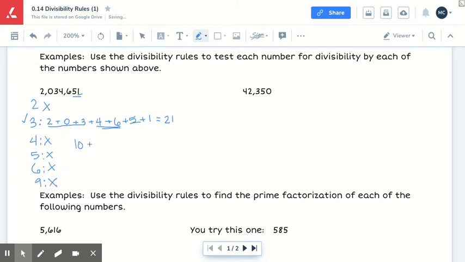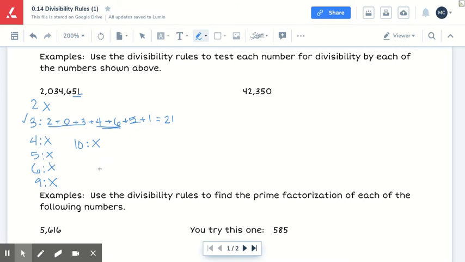And the last one we have to check is 10. For 10, the last digit has to be a 0, and it is not. And you can do this one simultaneously with 5 as well, since 10 has to end in 0 and 5 also has that stipulation. If it's not divisible by 5, it's also not going to be divisible by 10.